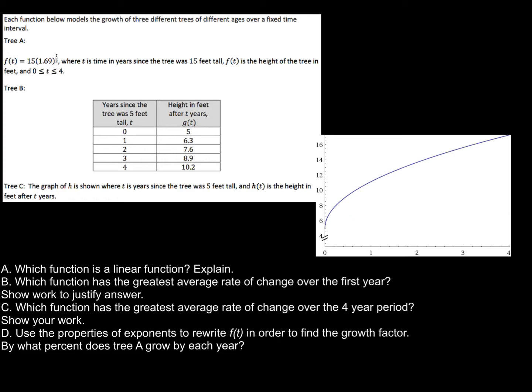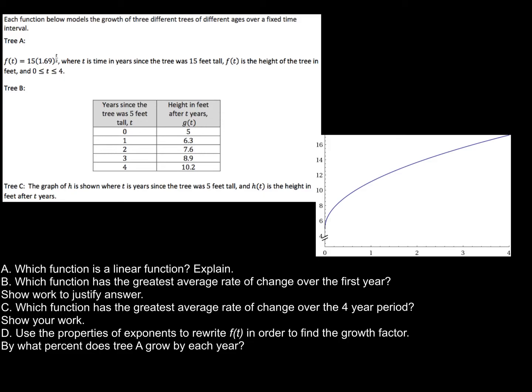So go ahead and copy down the relevant information for tree A, tree B, and tree C, and then go ahead and answer the following questions here. I'll give you a couple of pointers and tips for how to check the reasonableness of your answers in a couple of seconds. Okay, so you should be able to identify the linear function here pretty easily.